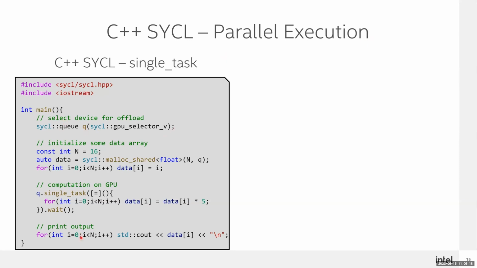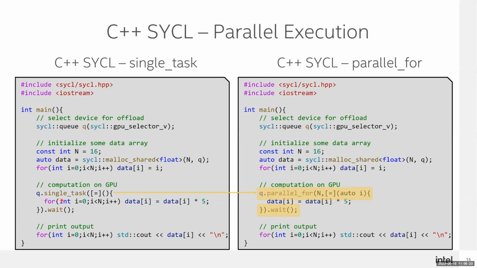So if you want to take the same code and do parallel execution, then you would mainly change the single task into parallel for, and inside this you would specify the total number of elements and then each index. And you will notice that we've gotten rid of this for loop here, because this entire parallel for will act as a for loop, but all the elements are executed in parallel. So that's the main difference between the two.